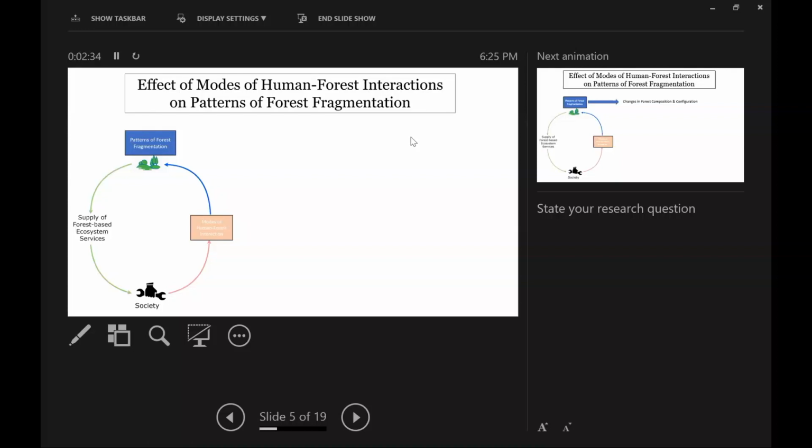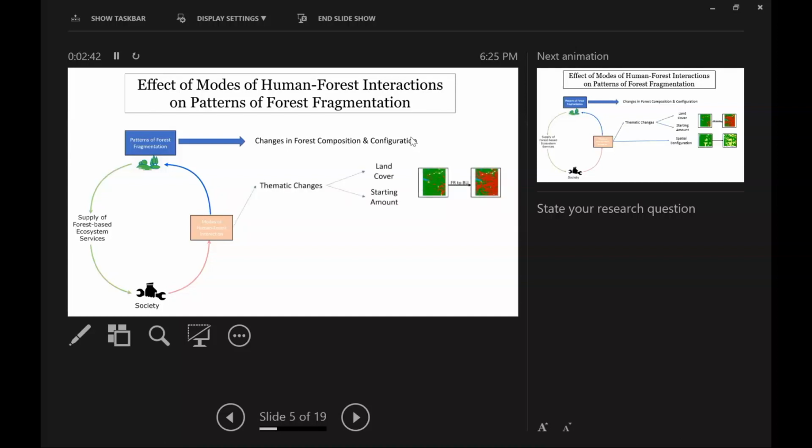To operationalize this idea, I decompose forest fragmentation into aspects of forest composition and configuration, and I decompose modes of human-forest interaction by considering the dominant land cover which is changing in forested landscapes, its starting amount, and whether that has an effect on these patterns of fragmentation.